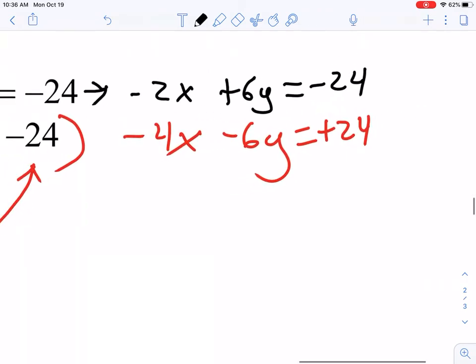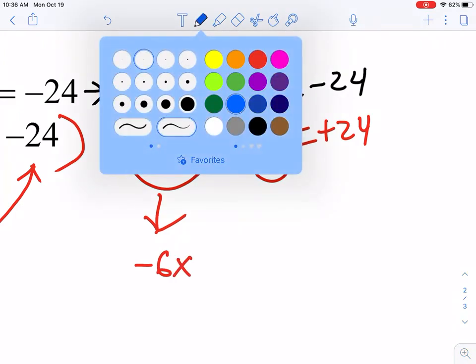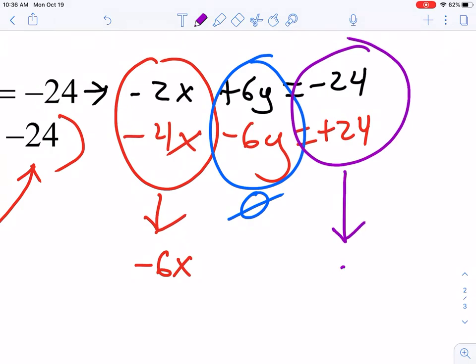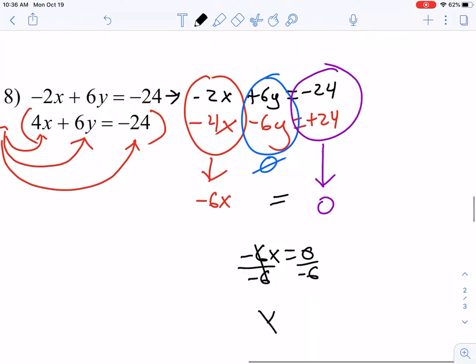Now I'm going to go through and put these together. So these would give me a negative 6x. These combine to make 0. They eliminate. And these also combine to make 0, but I need to write this one as a placeholder. So what I'm left with is negative 6x equals 0. I'm just going to rewrite it down here so it's not as spaced out. I can divide negative 6 to both sides to find that x is equal to 0.